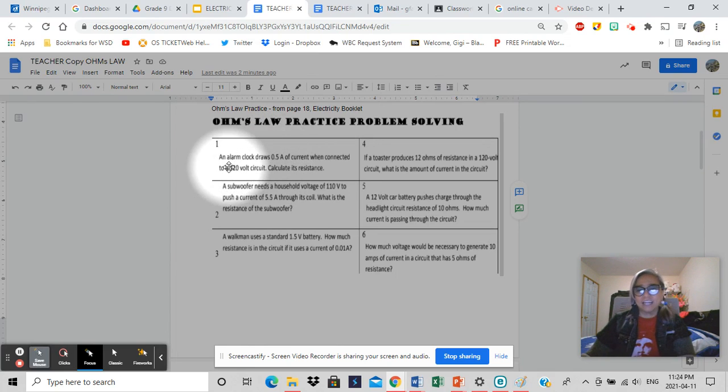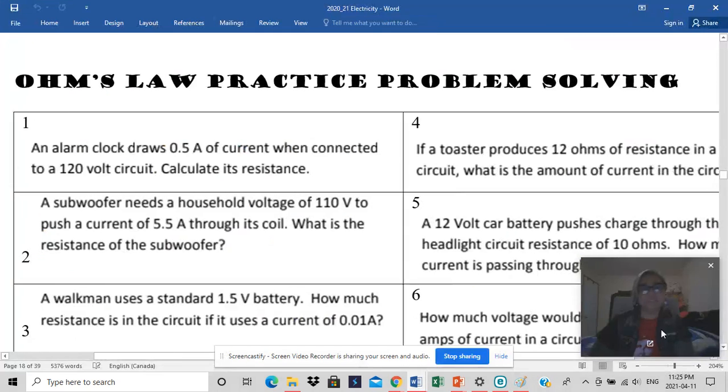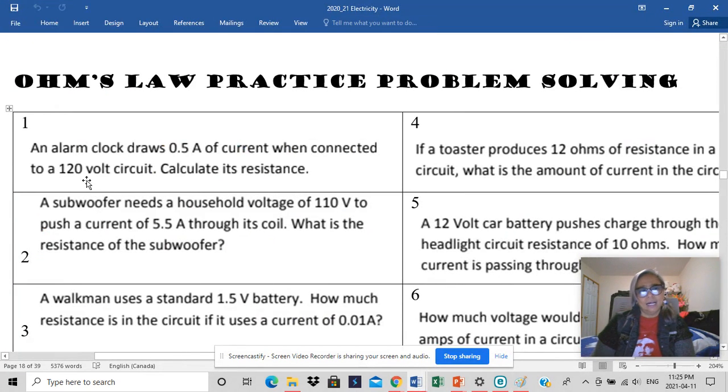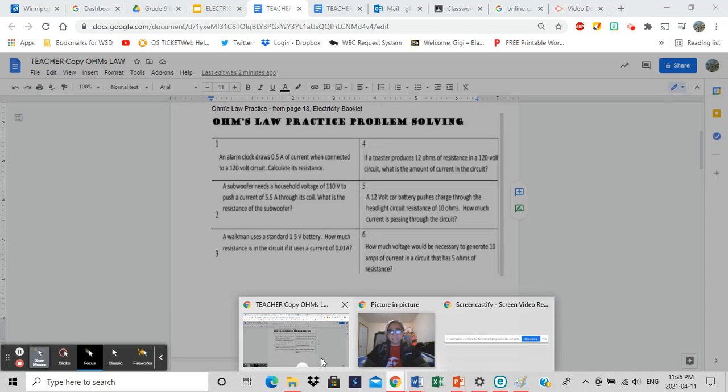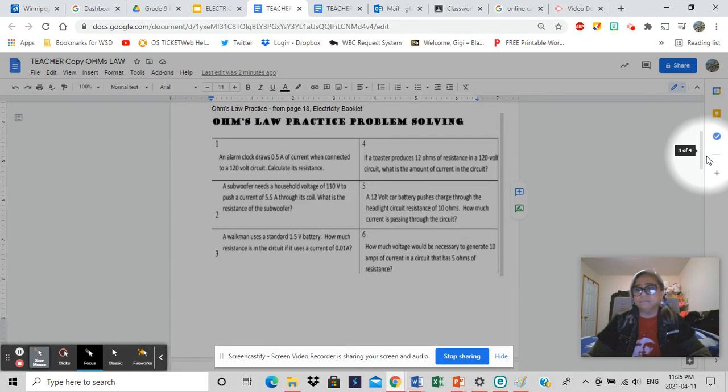So the first one here, now let me make this bigger. On the booklet it says an alarm clock draws 0.5 ampere of current when connected to a 120 volt circuit. Calculate its resistance. So how do we solve this? Using the GRS strategy.